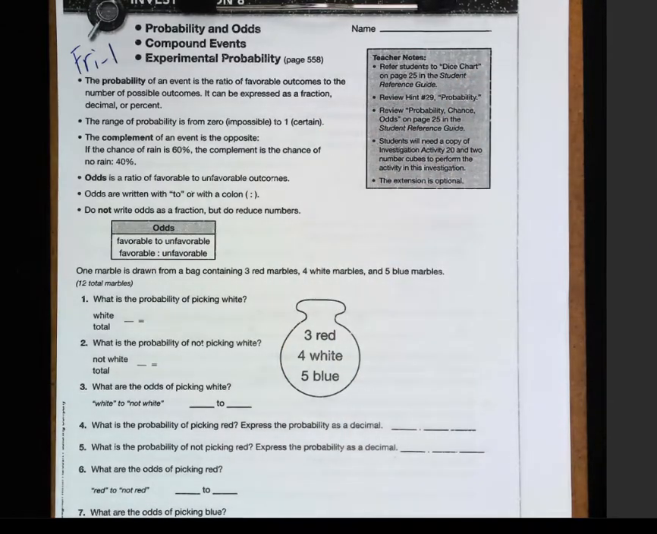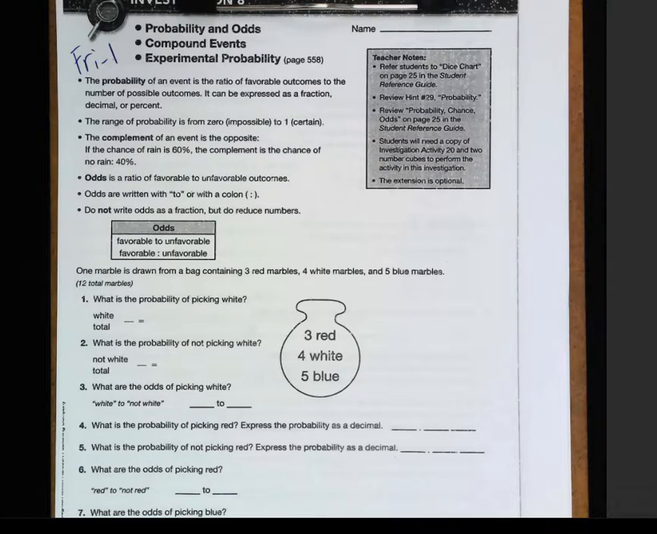It says the probability of an event is the ratio of favorable outcomes to the number of possible outcomes. It can be expressed as a fraction, a decimal, or a percent. Normally, probability is a fraction. Normally we use the word chance if we want it in a percent. Like you think about the weather. What's the chance of rain? It's 40%. Normally I don't say what's the probability of rain? It's 2/5. So chance is usually the percent. Probability is normally a fraction, but your book will ask you for all of them.